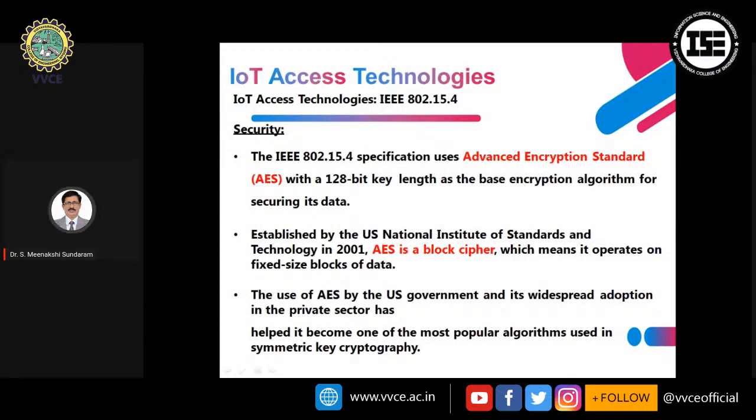Next, the security aspects of IEEE 802.15.4. The IEEE 802.15.4 specification uses the advanced encryption standard, AES, with a 128-bit key length as the base encryption algorithm for securing data. AES, as we know, is a block cipher, which means it operates on fixed block sizes of the data.